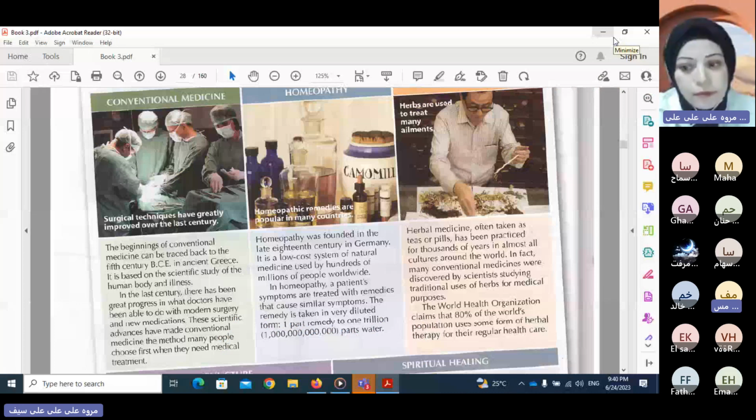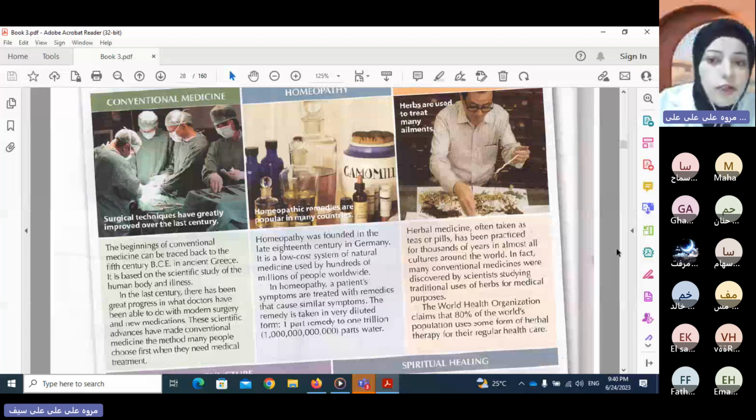Conventional medicine started in the 5th century, and it is what we now call surgery, something like that. Yes, very good, that's it. It refers to surgery, the traditional kind of treatment, the medications we have. Very good. The medication or the surgery that is based on medical or scientific research.